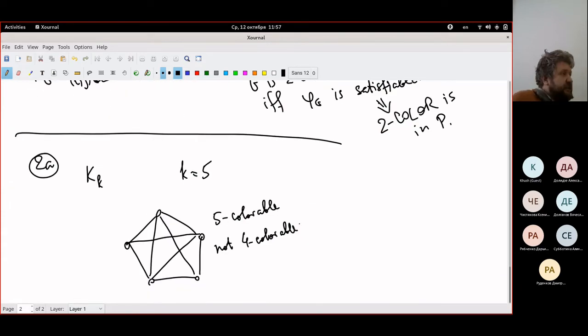You can even do it without reduction. You can say that what is a K coloring? You can do it by non-deterministic guessing, right? You just color the vertices arbitrarily in K colors, and then the polynomial algorithm checks that the coloring is correct. So this is an NP problem for any K.